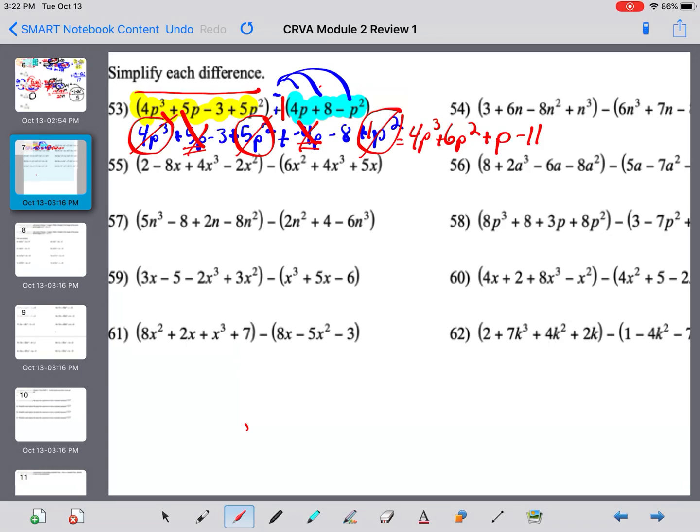All right, I'm going to try 61 where I have a little more space. Again, everything's getting multiplied by 1, except for this one, which is getting multiplied by a negative 1.